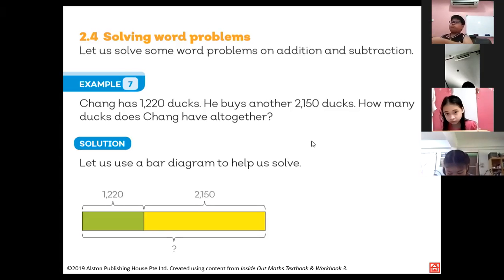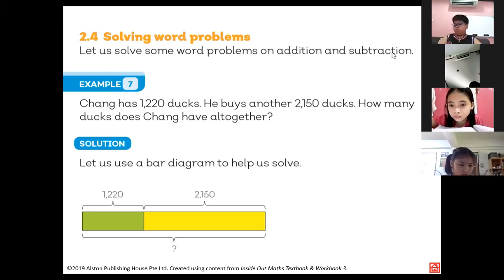Okay, let's start. Today's topic is all about solving word problems. Let us solve some word problems on addition and subtraction. We have example number 7. Here's example number 7. Tam Leung, can you read example number 7?